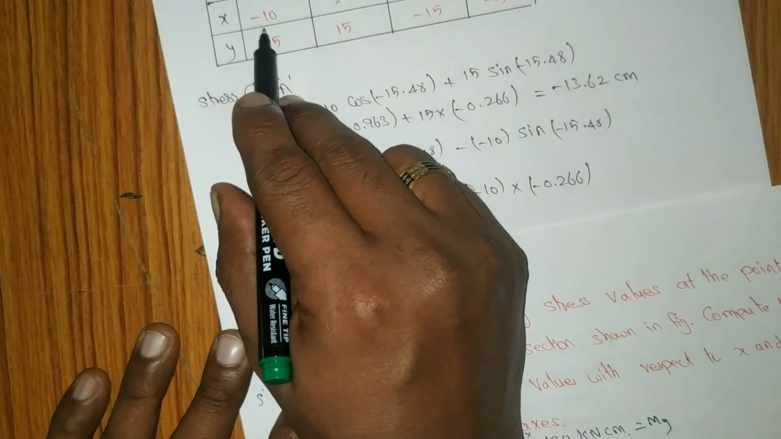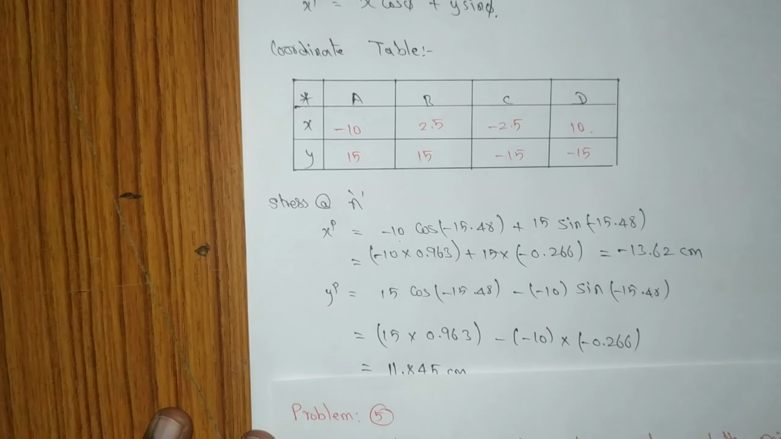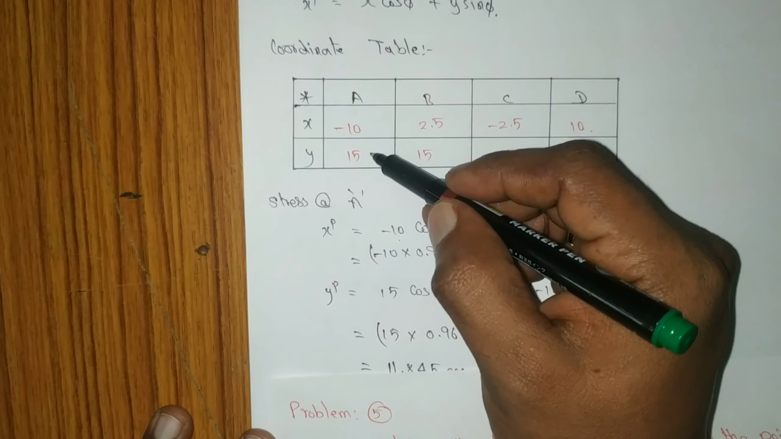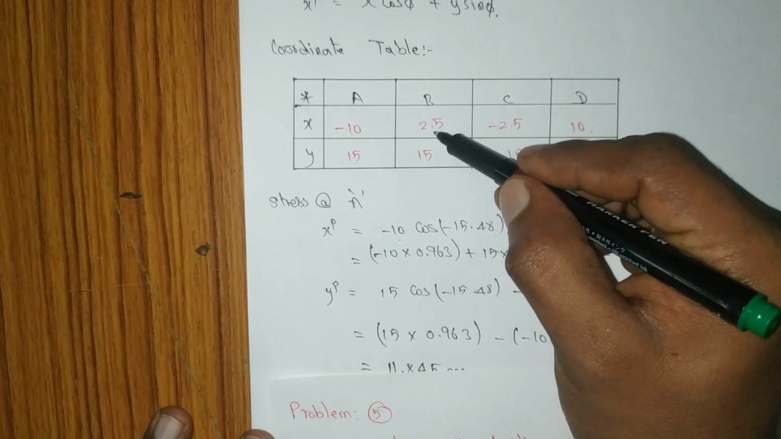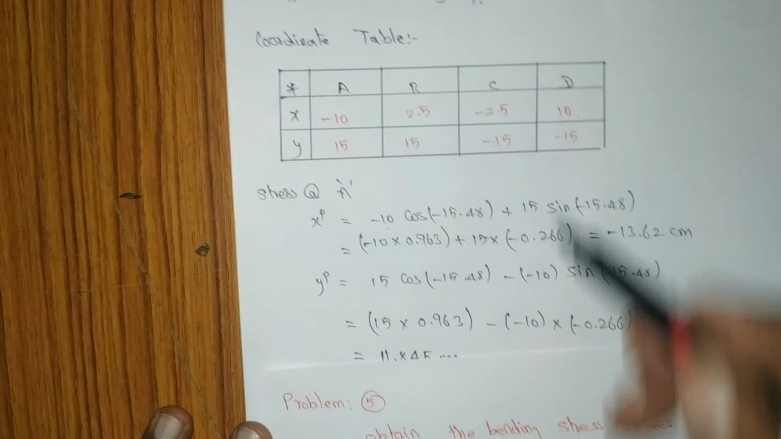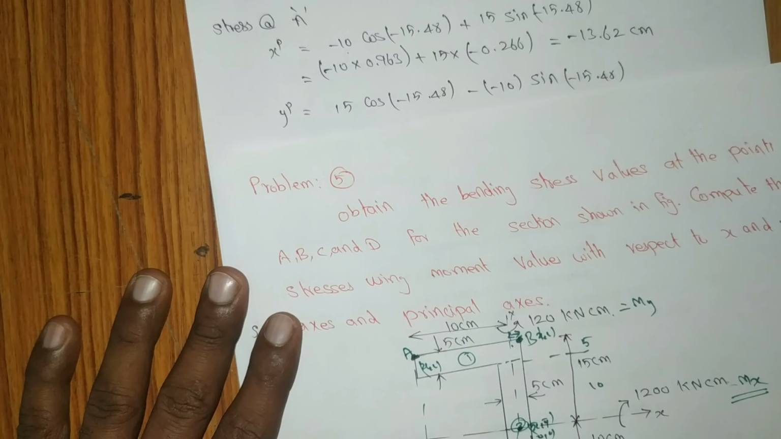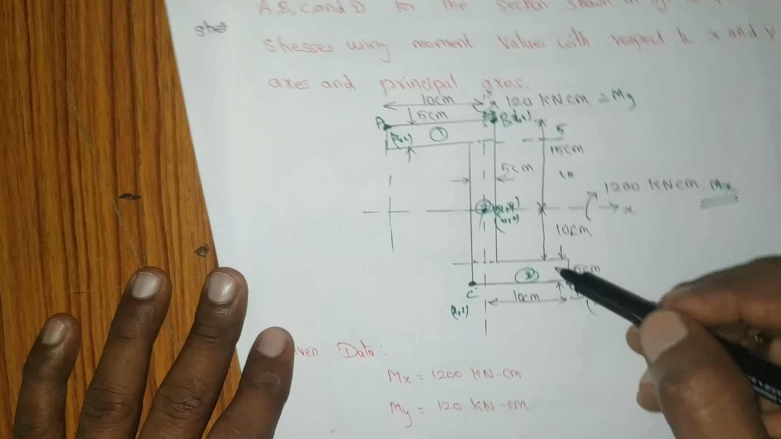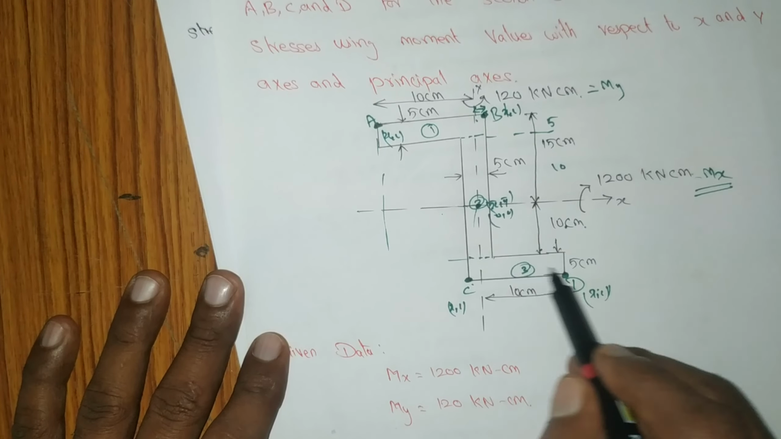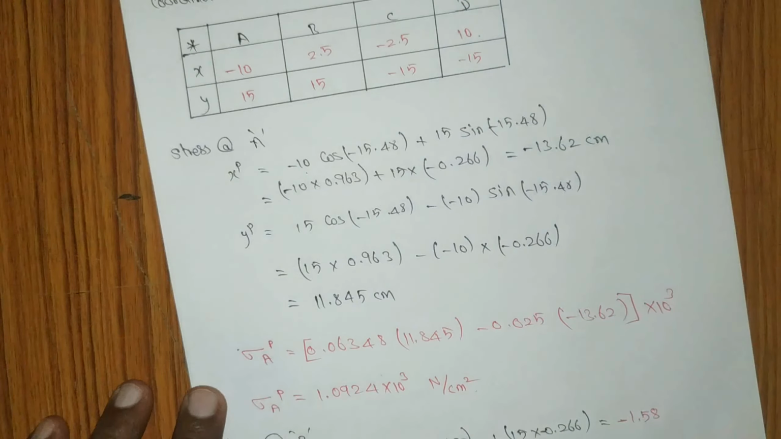So you need to find it. We want to put the minus sign depending on whether we are in the first, second, or third quadrant. So A is in the second quadrant, so minus 10 distance, and height will be positive 15 in y. So B will be positive 2.5 in x, positive 15 in terms of y height. C will be in the third quadrant, so we are getting minus 2.5 and minus 15 for the C point. D point will be plus 10 and minus 15 for y. So that is what we are getting for x comma y.